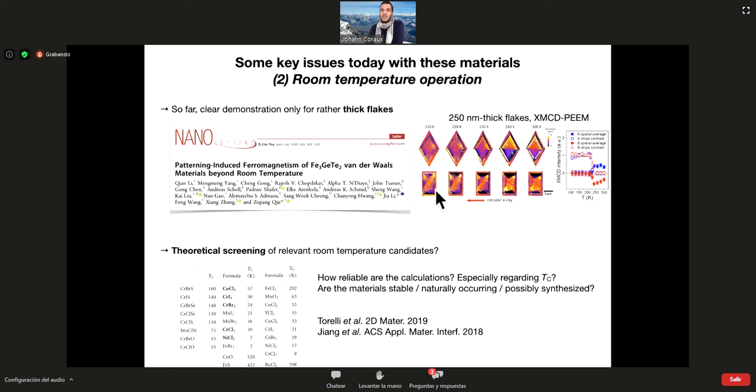Anyway, this difficulty of reaching room temperature operation has pushed a lot of effort in theoretical modeling and prediction. So there is a theoretical screening of some possible relevant room temperature candidates. I don't know how reliable you can take these estimates of the Curie temperature, first because I'm not a specialist of these initial calculations. But you see there are a number of compounds. The question remains open whether the materials are stable in our conditions, whether they are naturally occurring or not, or whether they can possibly be synthesized. But there is definitely plenty of room there, probably.